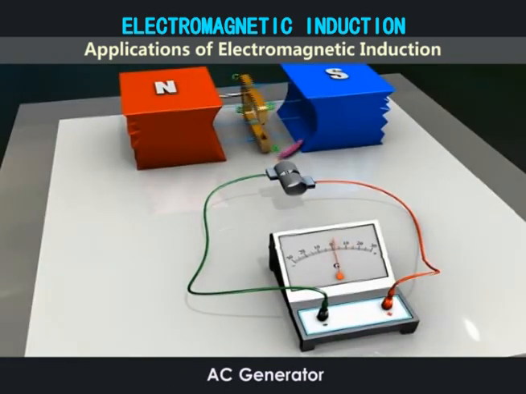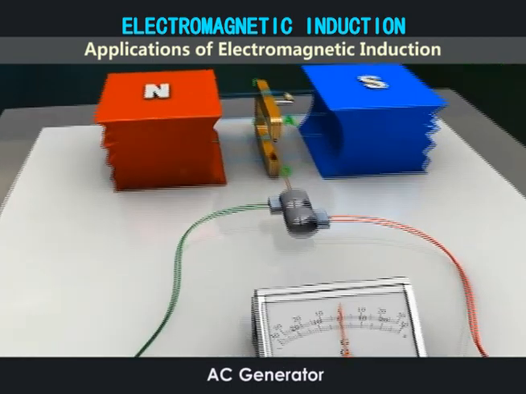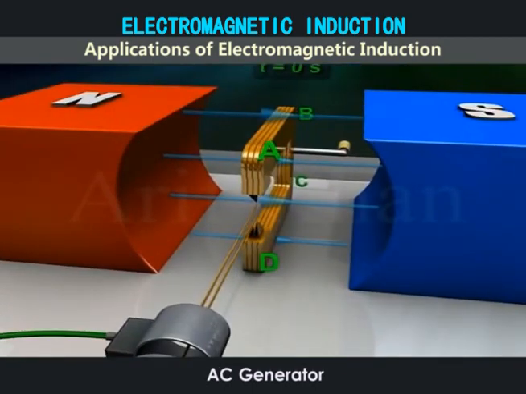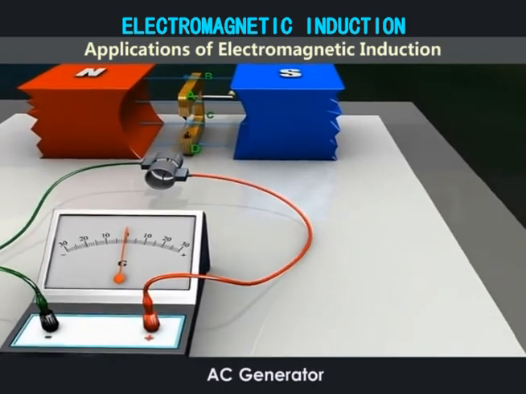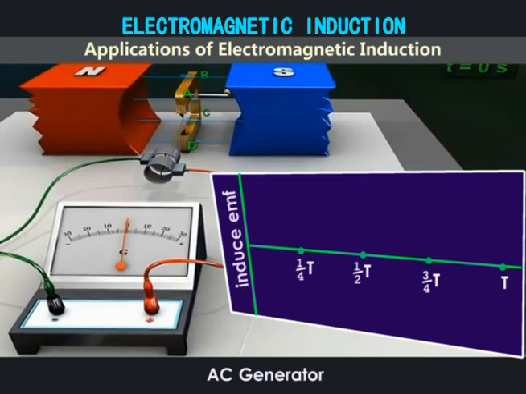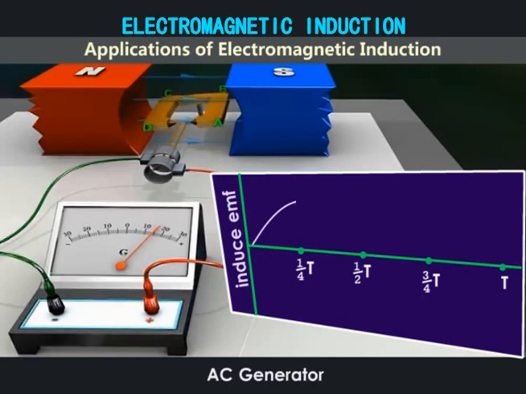Suppose the armature takes t seconds to complete one rotation clockwise. At time t equals 0 seconds, the armature ABCD is vertical with the arm AB up and arm CD down. At this position, when the armature rotates, the rate of change of magnetic flux is momentarily 0. Hence, the induced EMF at this position is 0. During the first quarter rotation, the induced EMF increases. Then at a quarter t seconds, the armature becomes horizontal.